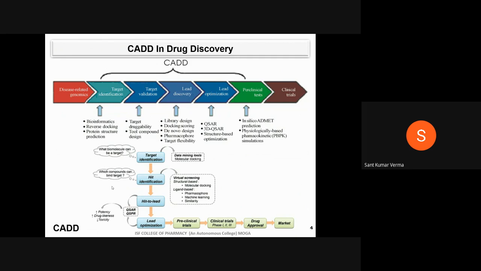One other approach for hit identification is virtual screening, where we have a library of molecules, and we can screen them against a particular target. We can screen these ligands, these molecules, against a particular target, and we can identify hits amongst those libraries. Next, ligand-based approach. On the basis of pharmacophore, we can screen the compounds. On the basis of core scaffold, we can screen the compounds.